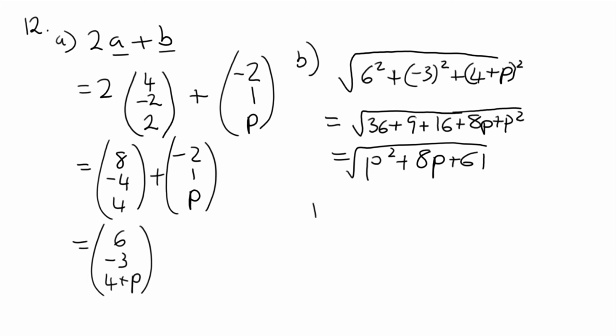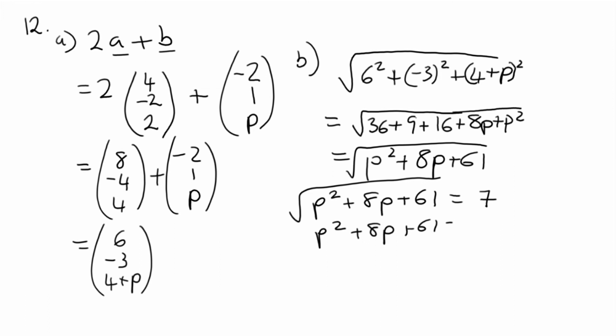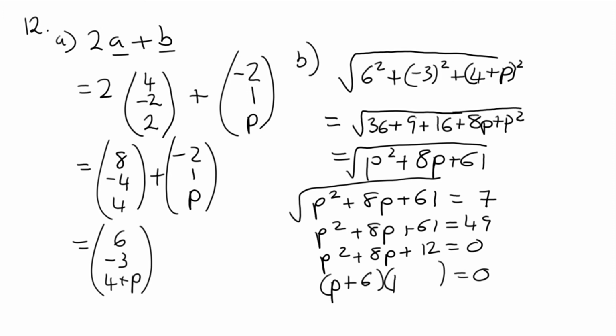Okay, now we can put that equal to 7. Okay, get rid of the square root, just square the 7, which is 49, and then subtract the 49 from the 61 and we get 12. Now just factorise that. So it's p plus 6, p plus 2. We can put both brackets equal to 0. So p equals negative 6 or p equals negative 2.